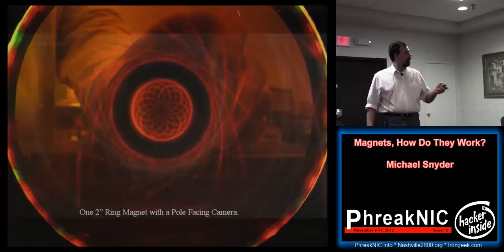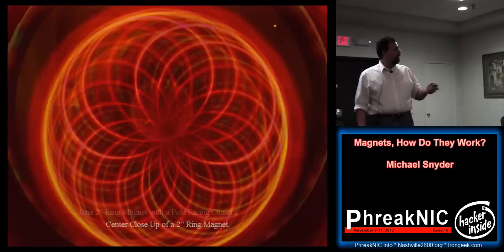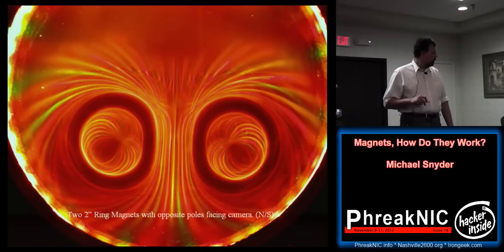Okay, so we get our spirographs. So that's a 2-inch ring. That's my fingertips and my hand. And I actually submitted this to an art contest as a handy spirograph. That's a close-up. That's two together. And this one is north-south.